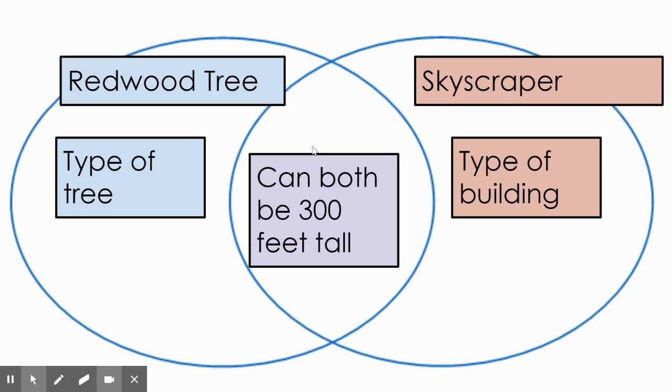Here is my Venn diagram comparing a redwood tree and a skyscraper. Under redwood tree, I said it was a type of tree. And under skyscraper, it is a type of building. But something is the same about these two. They can both be 300 feet tall. That is something that is the same about the tree and the building. Pretty interesting. Let's keep going.